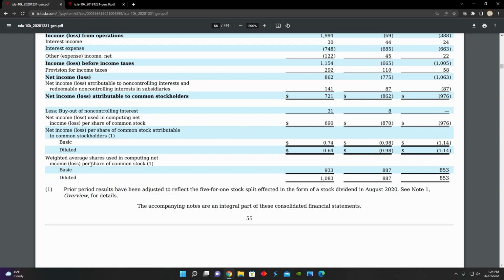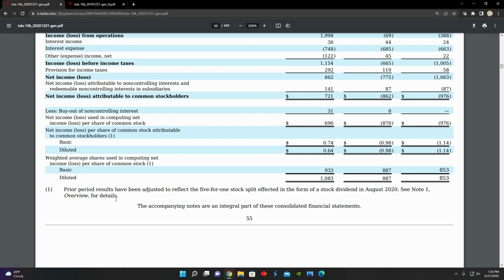And then right here, it says weighted average shares used in computing net income per share of common stock. This account is basically just letting us know exactly what the number of shares was that they used in the calculation. So this tells us the net income amount that they used, and this tells us the amount of shares that they used for their calculation. So the 690 divided by the 933 gives us 0.74, and the 690 divided by the 1083 gives us the 0.64 for diluted earnings per share. So this is just the outstanding shares, and then diluted is including the outstanding shares, options, warrants, and convertible debt, and that increases the amount of shares used in the calculation.